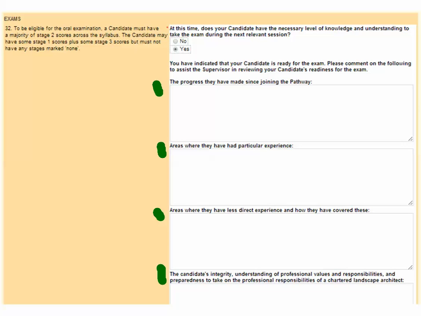And you'll see these once a mentor has submitted a mentor review with a notification in it, you'll be able to go in and look at these. But it might mean that during a mentor meeting where you're discussing whether you're ready to take the exam or not, your mentor might want you to think about areas where you've had particular experience, where you haven't had particular experience, and also want to talk about your integrity, professional values and responsibilities, and your preparedness to actually become chartered. Okay, so that's the additional parts of the mentor review that come up.